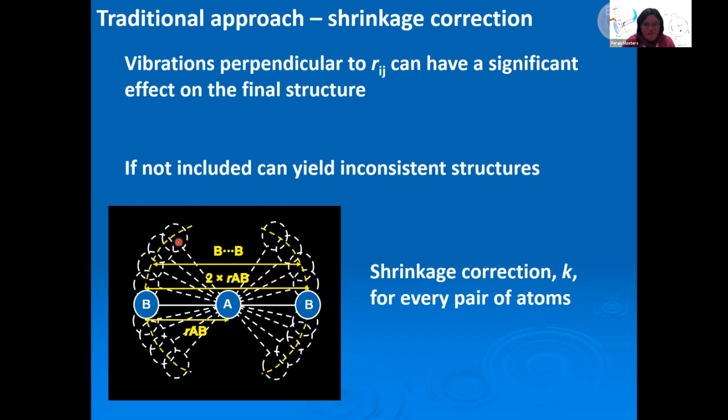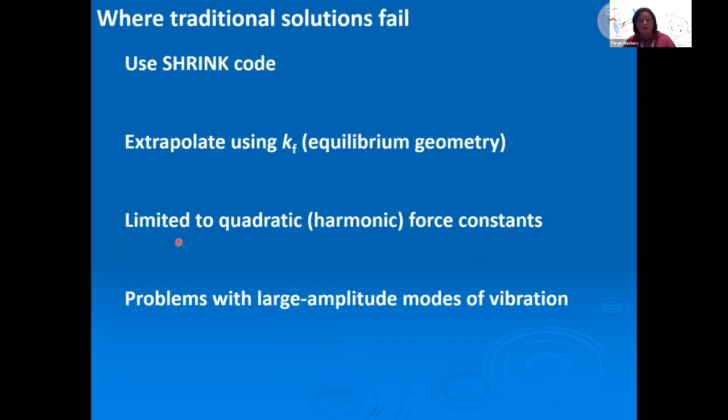We have a way of doing this: we can use what's called the SHRINK code, shrinkage obviously being what happens when we apply those vibrations. We extrapolate using our force constants from our equilibrium geometry, and generally these are harmonic force constants. That's all well and good for most systems, that works fine. However, when we have large amplitude motions within our molecule, these traditional vibrational corrections don't work so well.